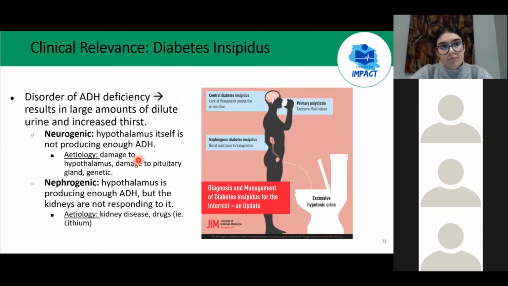Cool. Why does this matter? Because of this thing called diabetes insipidus, and for a lot of other reasons, but this is the clinical relevance. Diabetes insipidus is a disorder of ADH deficiency where you don't secrete enough ADH. There are two types. The first is neurogenic, where the hypothalamus doesn't secrete any ADH itself. There's also a nephrogenic type, where ADH is secreted but the kidneys aren't responding to it. So when you have no ADH effect, no aquaporins are inserted into the membrane, and you're just peeing out all of this hypotonic urine.